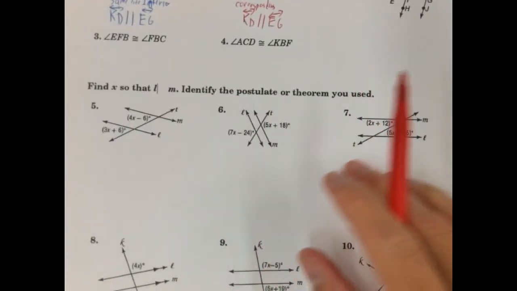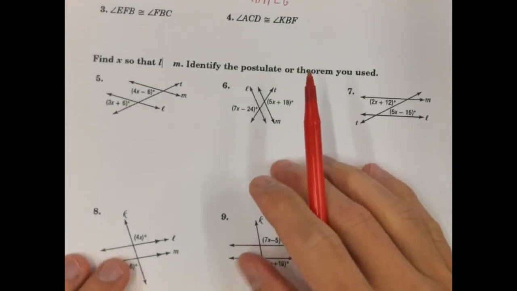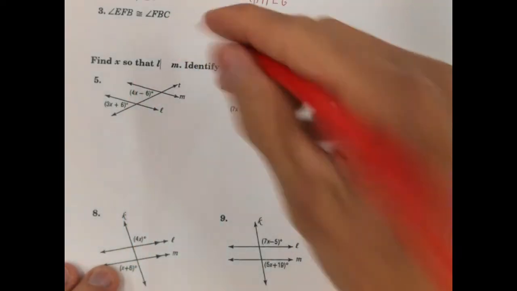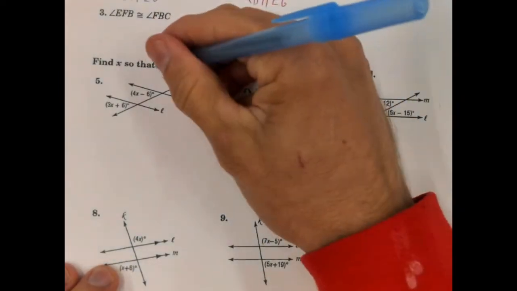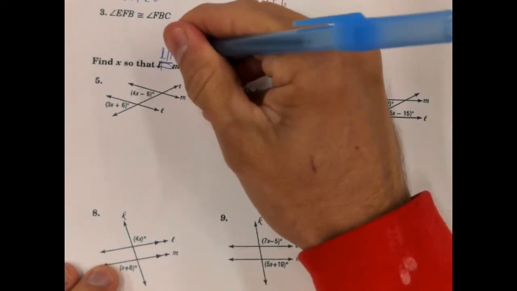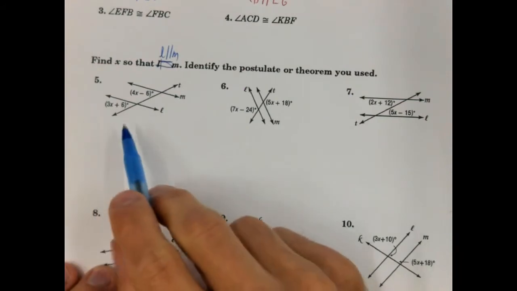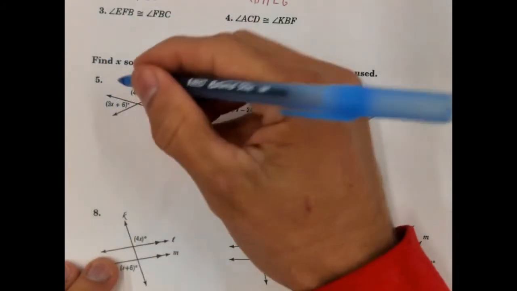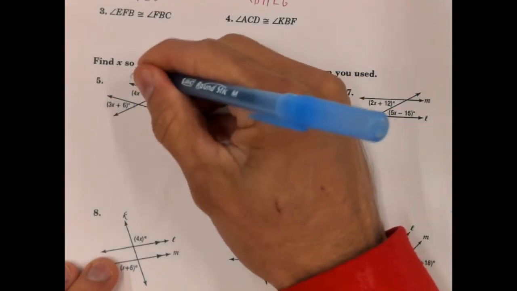All right. We'll do a few of these down here. We'll do like 2 of these. So find x so that L is parallel to M. The notation here kind of gets screwed up, so I'm going to rewrite that. L is parallel to M. So let's identify the angle relationship. So these would be corresponding, right? From here to here. It's corresponding.